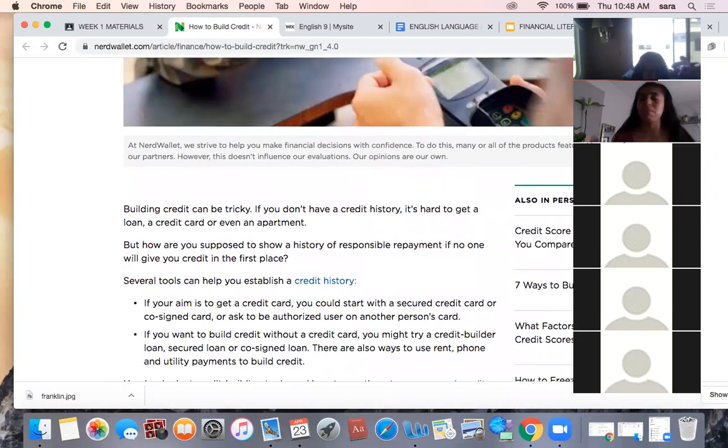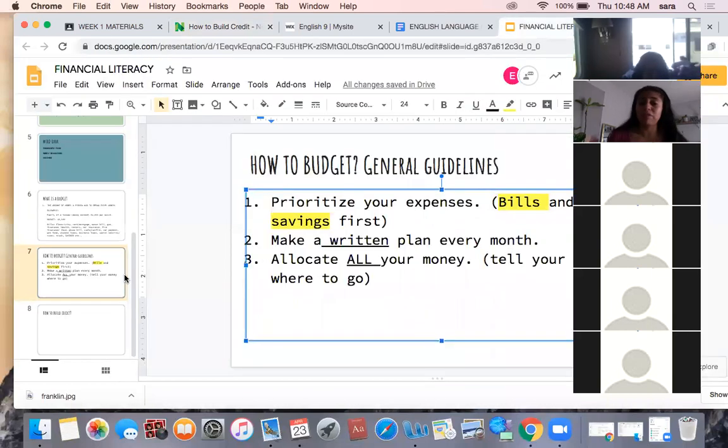And what else better than to learn about something that's real? It happens in your real life. You have to be able to budget to live off. You have to know how much money you have and how much money you're spending.